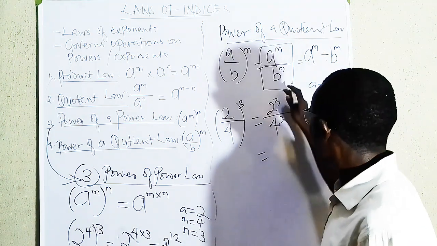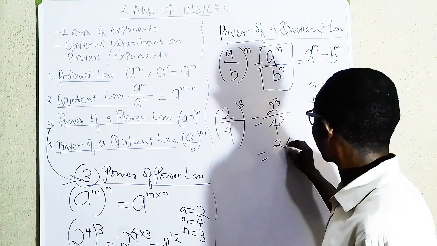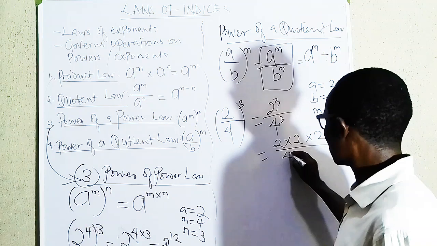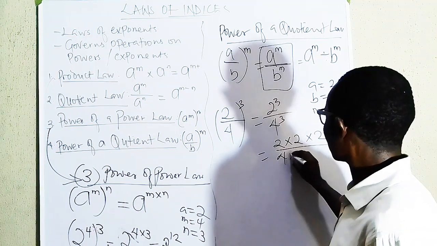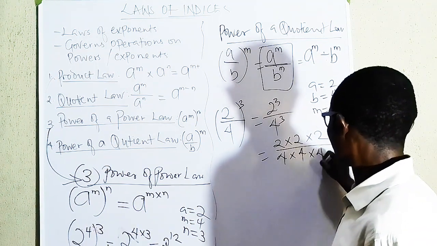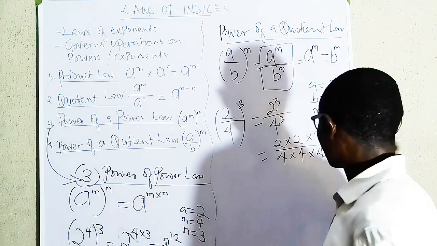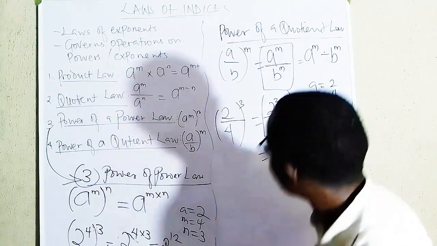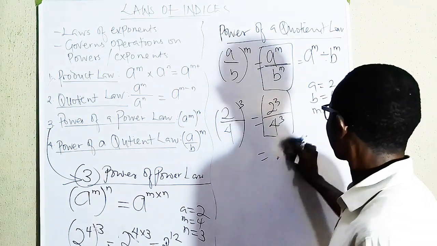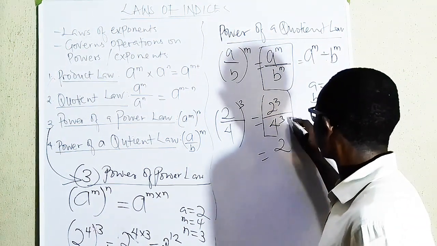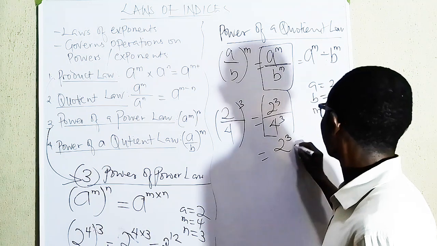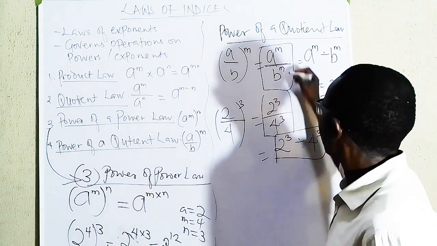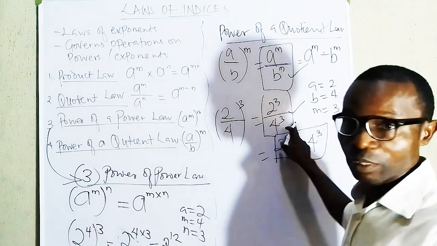So what we have here is 2 raised to power 3, which is 2 times 2 times 2, all over 4 times 4 times 4. Spread it out, and this is just what it means. Or we bring it here as 2 raised to power 3 divided by 4 raised to power 3. But basically, like I said, we'll stop at this place. This is what it means.